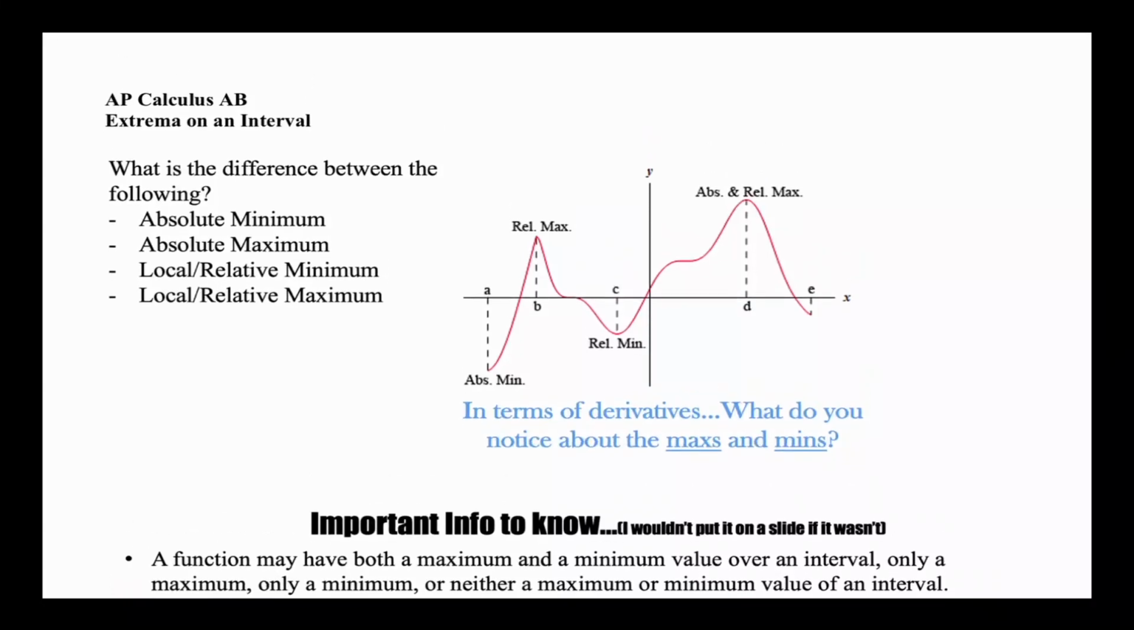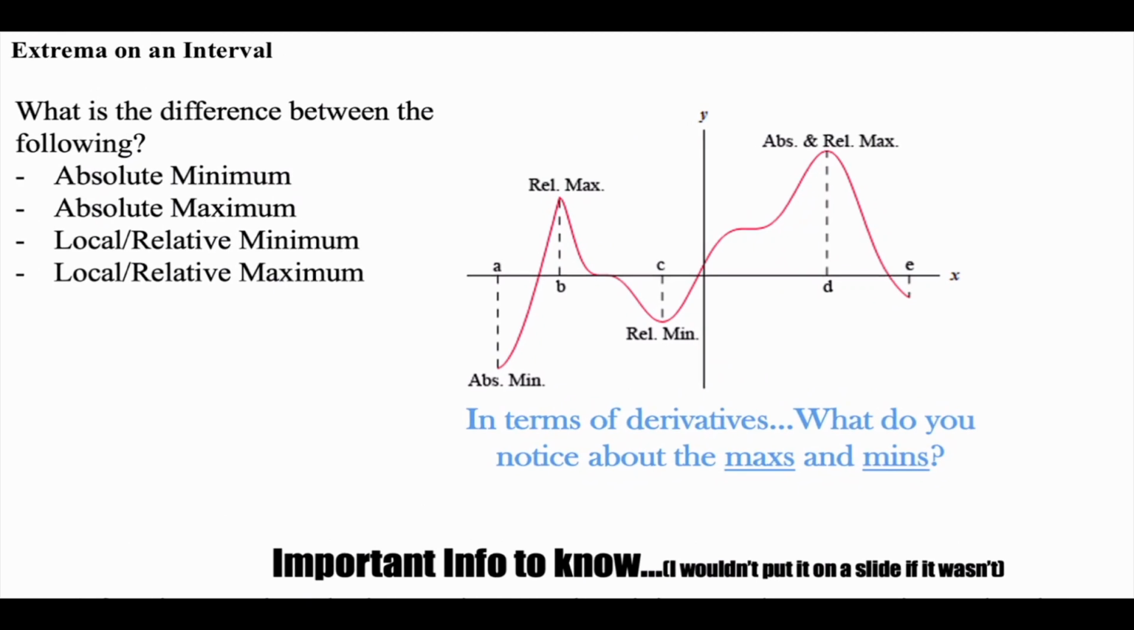Extrema on the interval. Extrema are extreme values, so we call them maximums or minimums. There are two types of maximums and minimums: an absolute maximum and minimum, and what we call relative or local maximums and minimums. What is the difference between them?